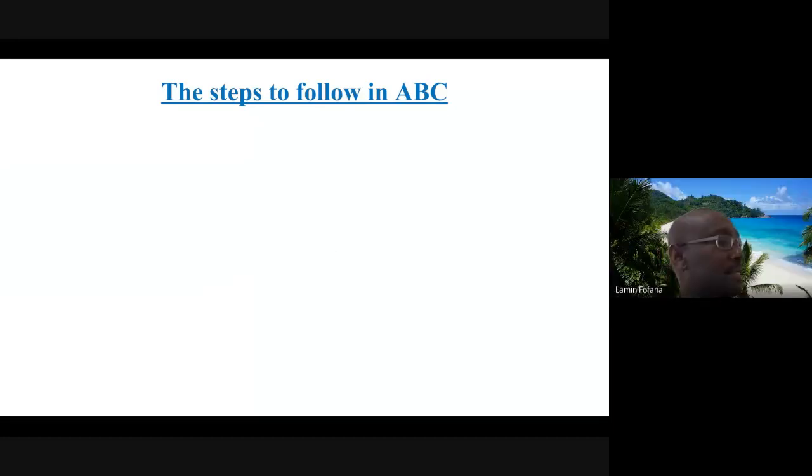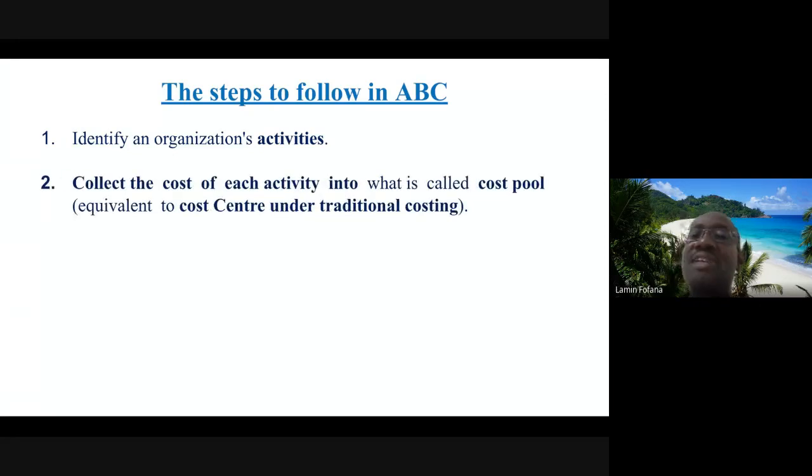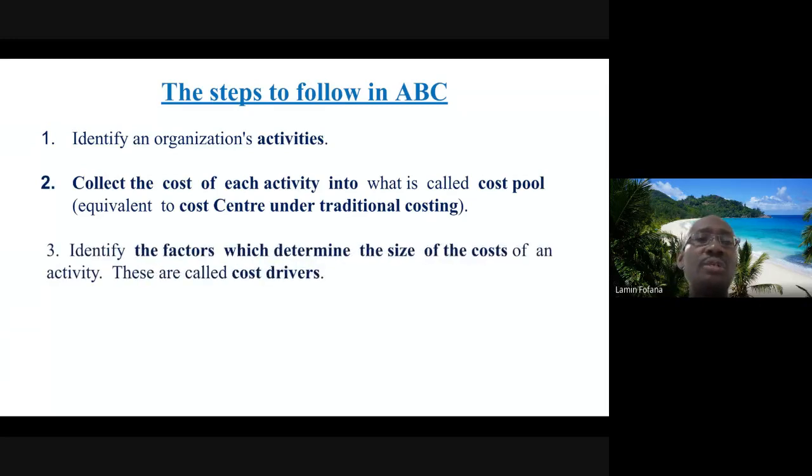Yes. Okay, excellent. Now we're going to look at the steps that we need to follow when we're doing ABC. So the first step is we identify an organization's activities. That's the starting point, because it is activity-based costing. Next we collect the cost of each activity. That's the difficult part, because you may not find the cost of the activities on the financial statements. What you will see on your financial statement will be electricity cost, factory cost, but those costs, you need to go and break them down into their various activities.